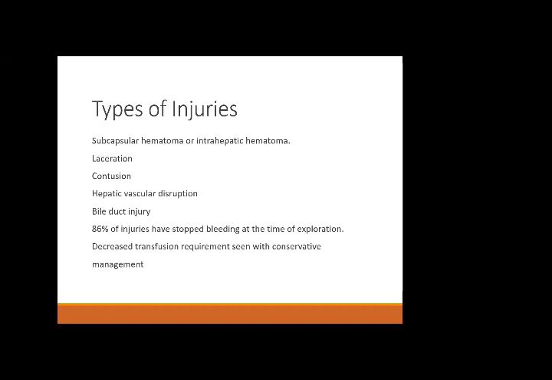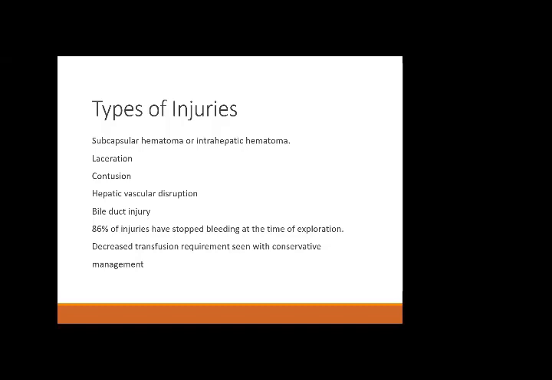What type of injuries can occur inside the liver? Starting from the capsule, up to the parenchyma. Subcapsular hematoma can develop, intrahepatic hematoma can develop, laceration can develop. You will see in one of the slides the grades, and grades are provided according to these manifestations. There are lacerations and also contusion only. Hepatic vascular disruption: the portal vein, hepatic artery, and intrahepatic minor veins can all be injured. Bile duct injuries, from the intrahepatic and extrahepatic to the common distal bile duct, can also occur.